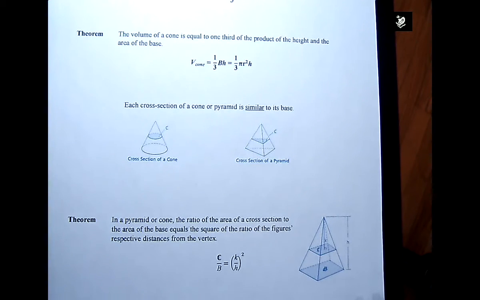So the last thing I want to talk about in 12.5 is the cross section. So when we did 12.4 and we talked about prisms, we knew that the area of a cross section times the height gave us the volume.